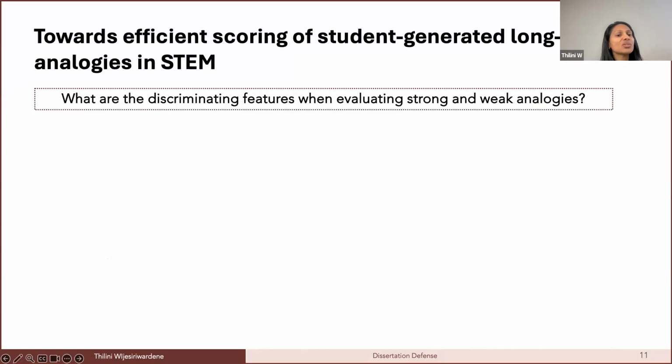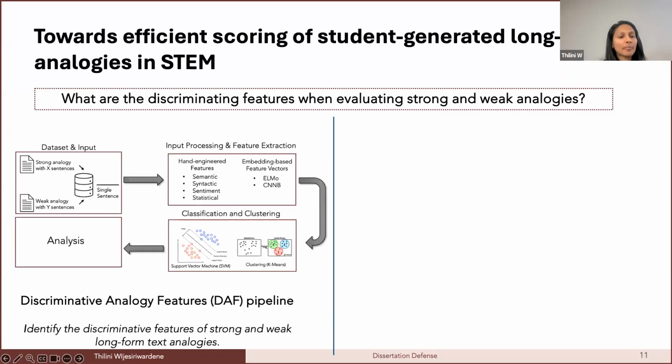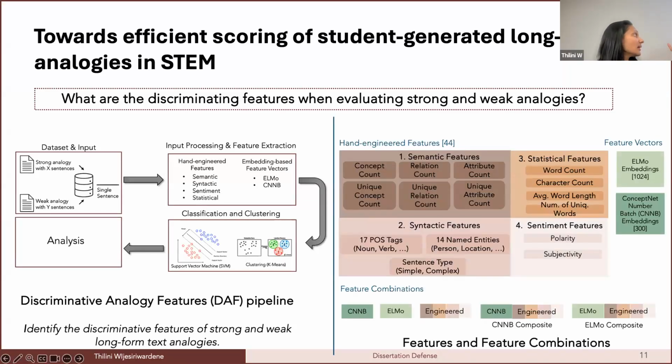So towards efficient scoring of student-generated long-form analogies in STEM. So in this work, what is the question we are asking? What are the discriminating features of evaluating strong and weak analogies? So if you can see to your right, that we identified features under four types. So semantic features, syntactic features, statistical features, and sentiment-based features.